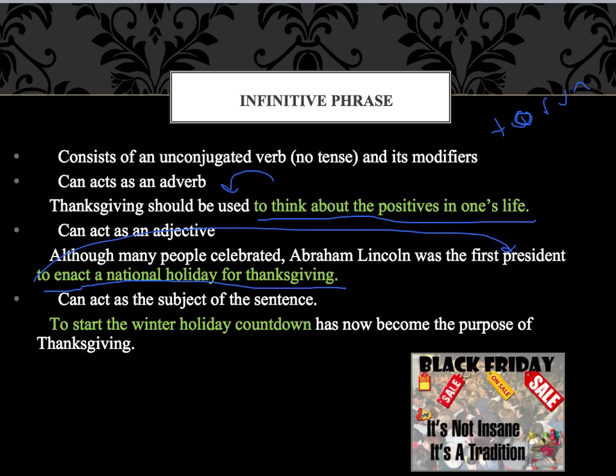Now, they can also act as the subject of a sentence. To start the winter holiday countdown has now become the purpose of Thanksgiving. Okay. The infinitive phrase, to start the winter holiday countdown, acts as the subject of the sentence, describing with its verb what Thanksgiving has become.